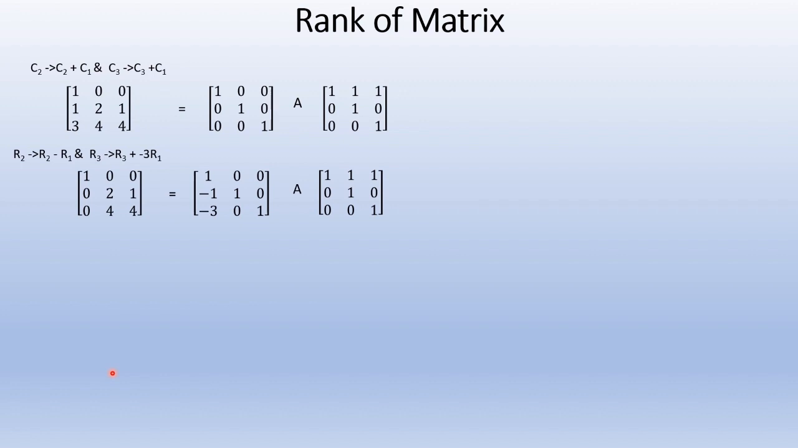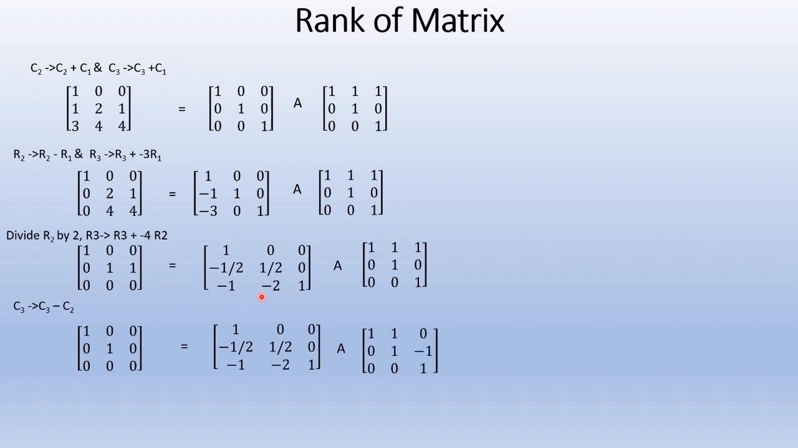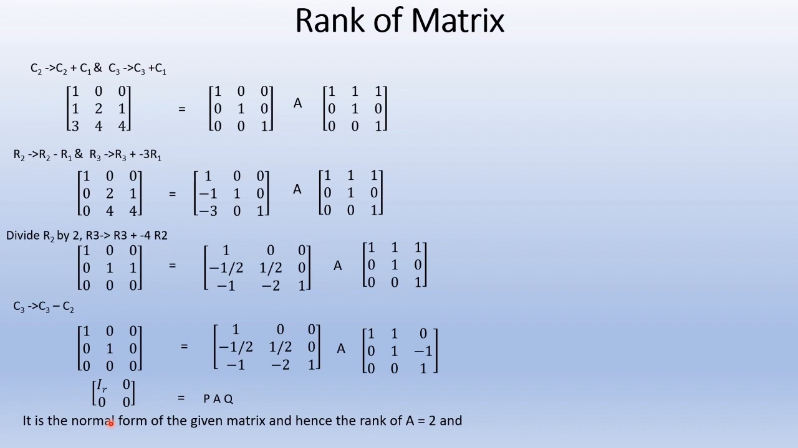Dividing R2 by 2 and adding -4 R2 to R3 we get this, and this is changed to this. Transforming C3 by subtracting C2 from it we get this, and this is changed to this. This is the unit matrix of order 2 and can be written as this, which is the normal form. The rank of the matrix is the size of this unit matrix, which is 2, and the non-singular matrices P and Q are these two.